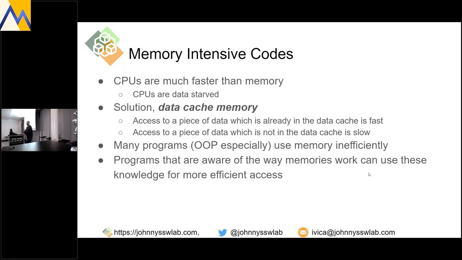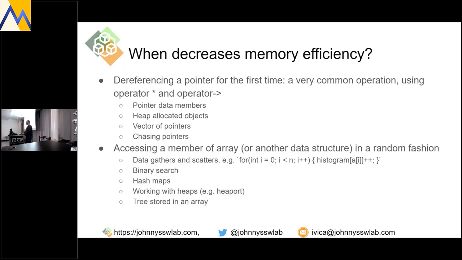Now, if we as developers are aware of how the memory subsystem works, we can profit from that and exploit it to our advantage. So what types of memory operations in your code decrease memory efficiency? Anytime you access some data through a pointer or through a reference, but mostly pointers, because references don't happen in vectors. Every time you access through a pointer, you have potentially random memory access. You access something somewhere in memory. Not always, but many times.